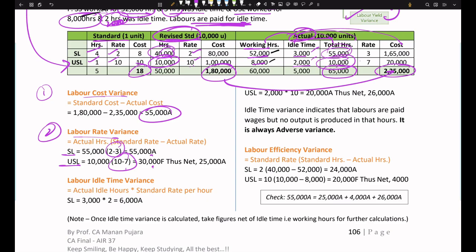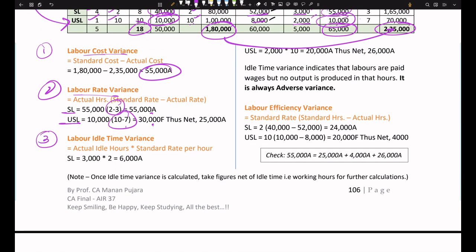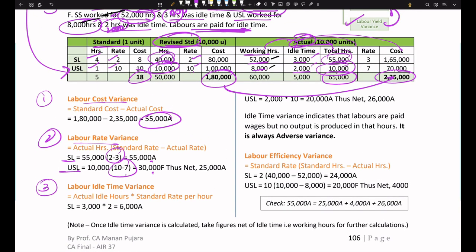So the third is the labor idle time variance. Idle time is very simple. You just have to take the actual idle hours. The actual idle hours are 3,000 here, and wait a second.